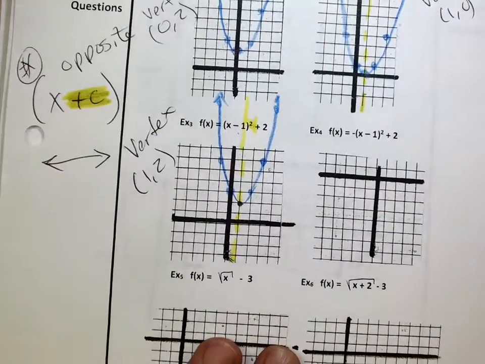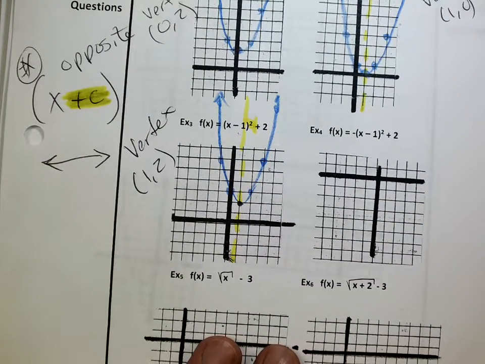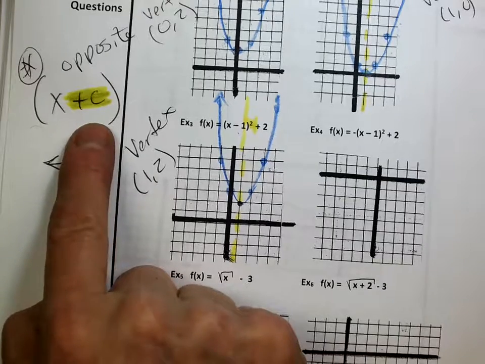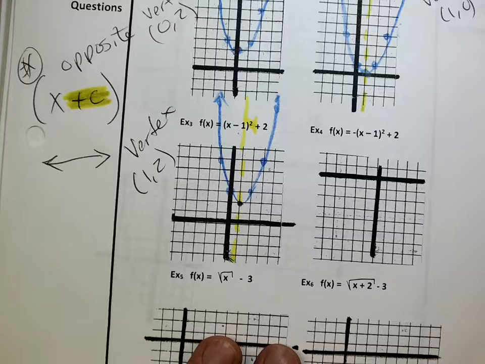How am I doing? Thumbs up? Seem pretty easy? The biggest thing is to know that if it's on the inside, it's the opposite horizontal direction, okay? If you get that, then this is easy.